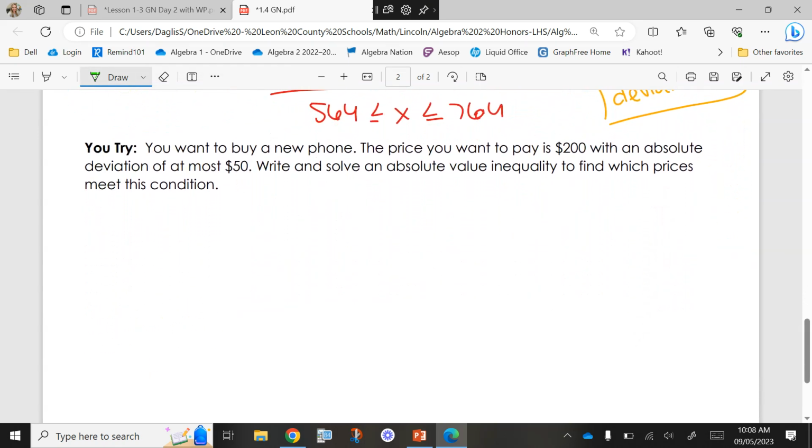I got sad. All right, while I get her a box of tissues, y'all try this one. You want to buy a new phone. The price you want to pay is $200 with an absolute deviation of at most $50. Write and solve an absolute value inequality to find which prices meet this condition. I understand that, but Algebra 2, you got to make sure you're using an absolute value equation. Algebra 2 honors standards need you to create the absolute value.